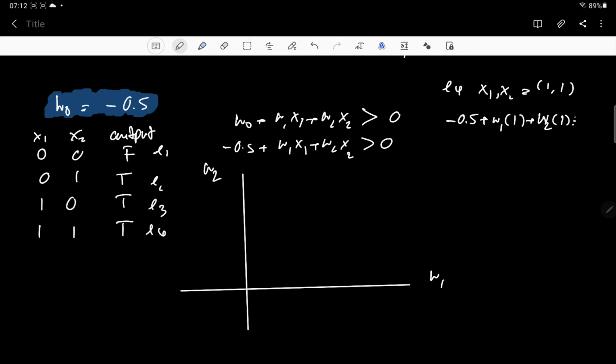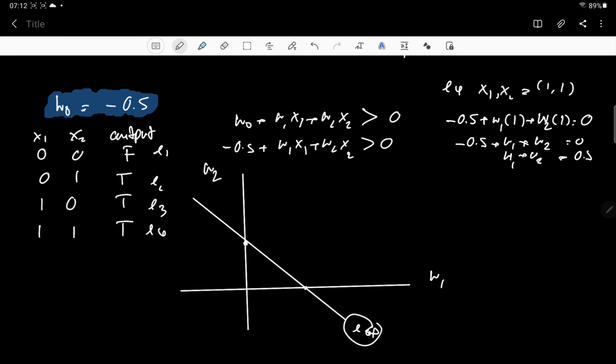That is, our line must be equal to 0, right? So minus 0.5 plus W1 plus W2 is 0. So W1 plus W2 will be 0.5. So guys, our 0.5 is here. So for the last line, this one is the E4 line.